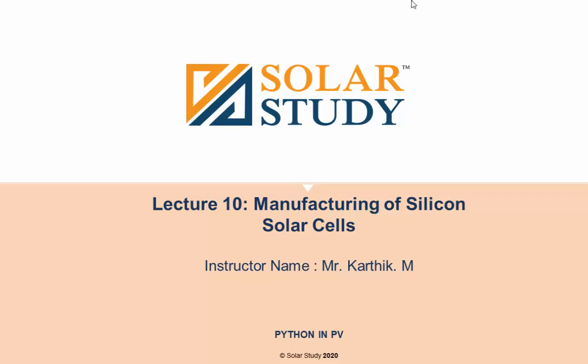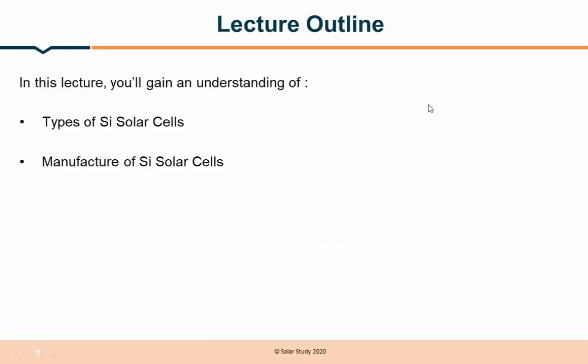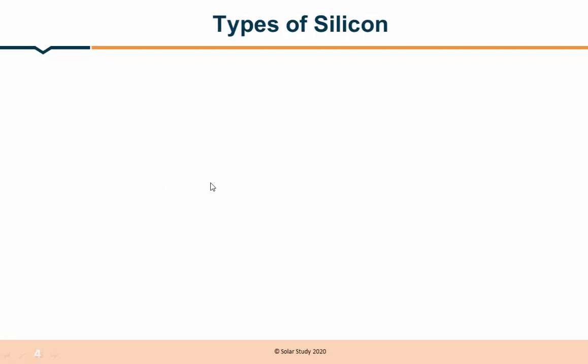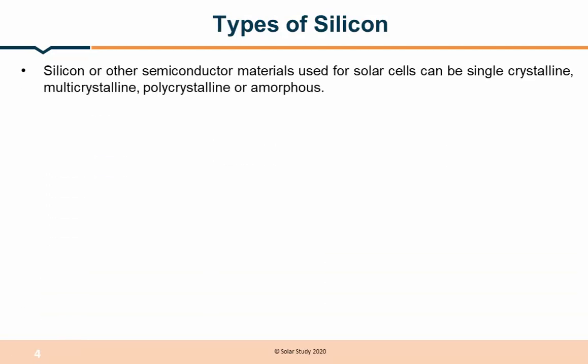Welcome to lecture 10, myself Karthikeyan. In this lecture we will see about the types of silicon solar cell and how a silicon solar cell is manufactured. First of all, we will see the types of silicon cell. We know that silicon is used for manufacturing solar cells, right?